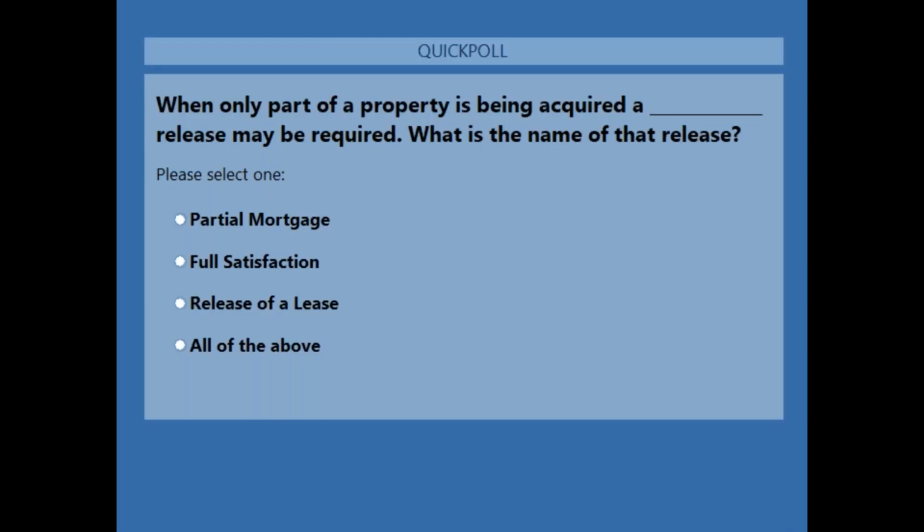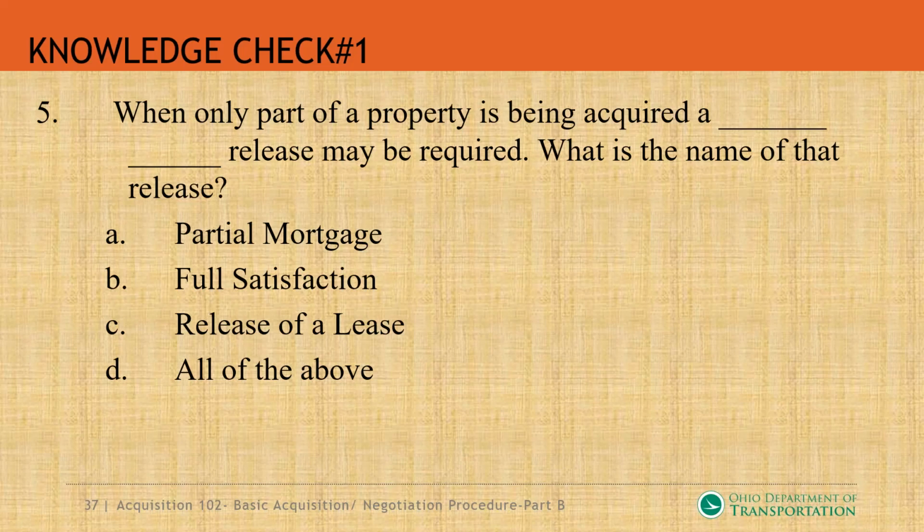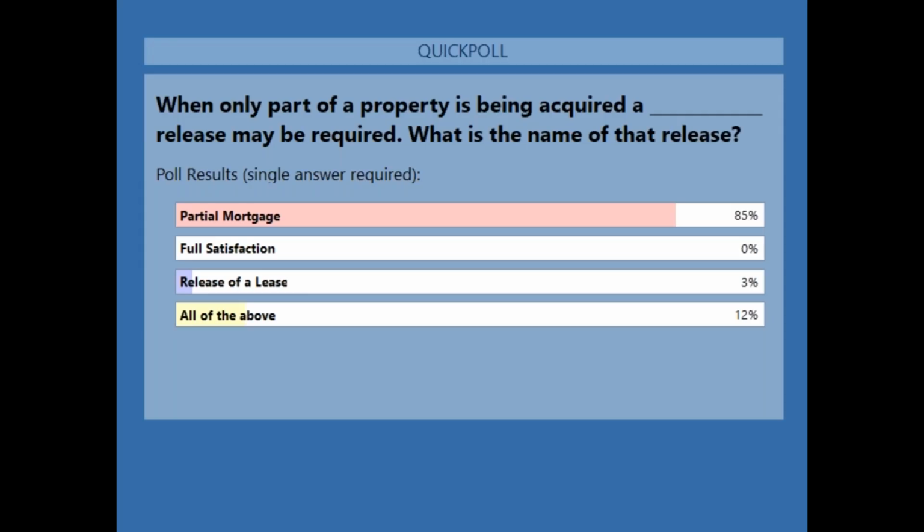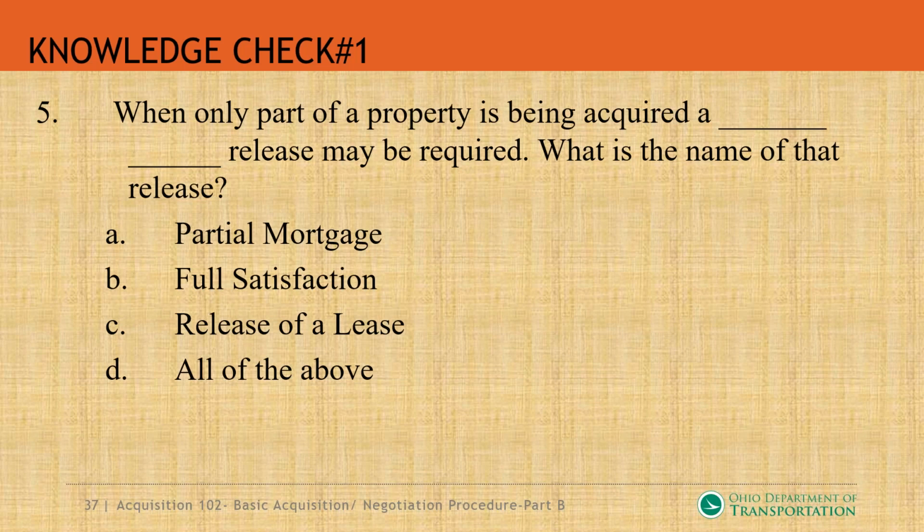When only part of a property is being acquired, a blank release may be required. What is the name of that release? Partial mortgage, full satisfaction, release of a lien, all of the above. Okay, we're over 80%. I'm going to share the results. 85% said partial mortgage, 3% said release of a lien, 12% said all of the above. And the answer was partial mortgage release.